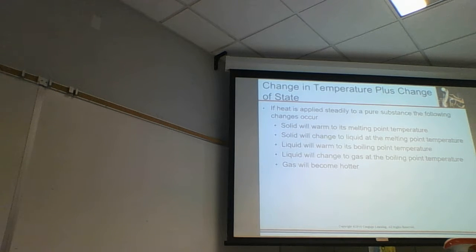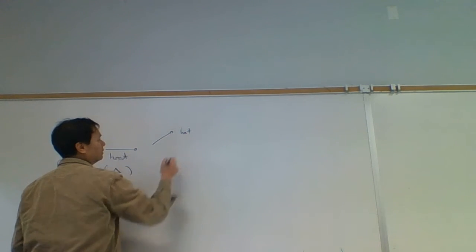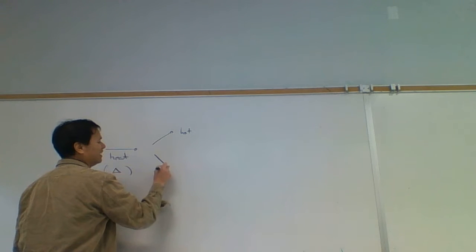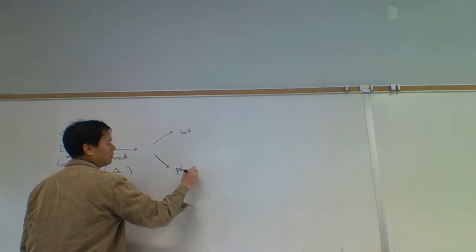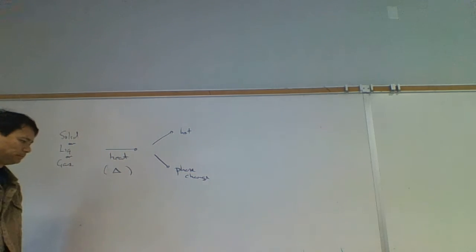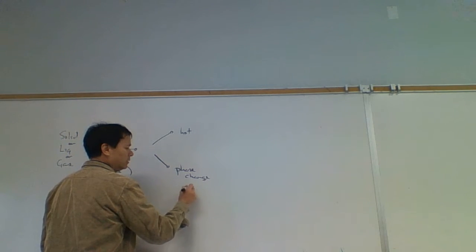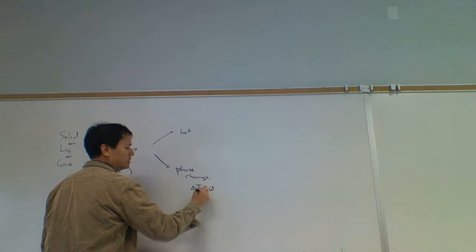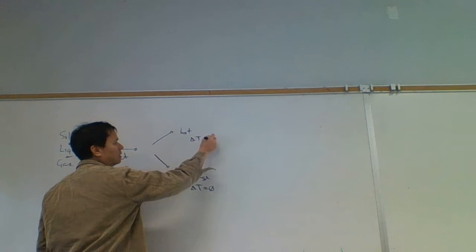When we heat something up, two things could potentially happen. One is it just gets hot. The other is it changes states; that is, there's a phase change. If there's a phase change, there's no delta T. Delta T is equal to 0, delta T being temperature. Here, delta T is greater than 0.